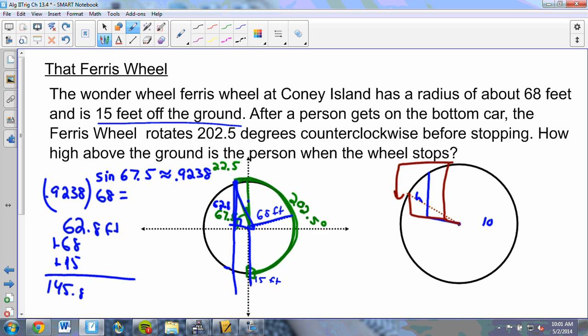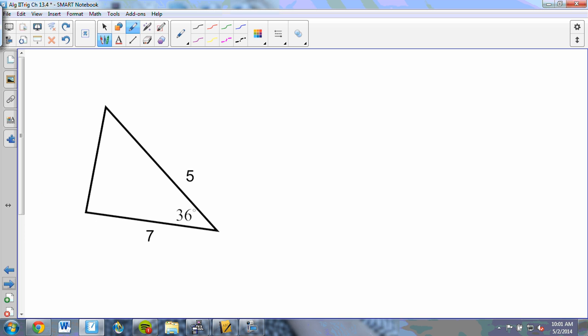Okay, any other questions about this one? Find this side length over here. Well, how would we find, I'll call it C. I'm not asking for the area, I'm asking for the side length. How can I find that side length?